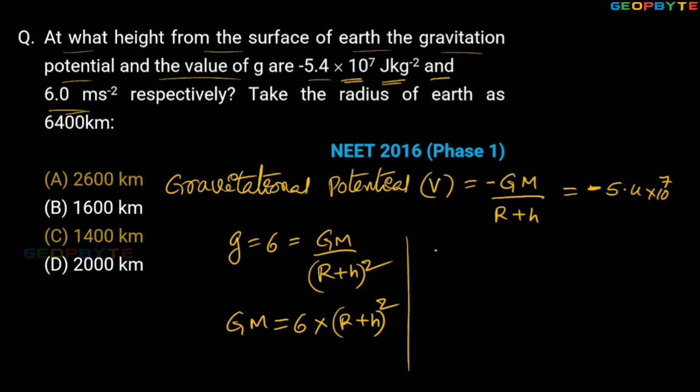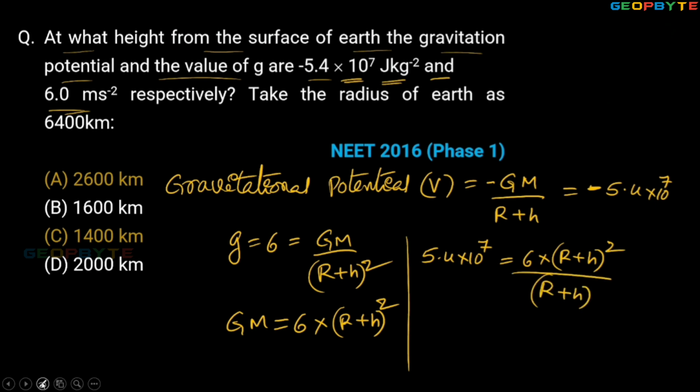Therefore, the 5.4 into 10 power 7, that is the V value, gravitational potential, equal to GM. GM equal to what? 6 into R plus H whole square by R plus H. Here R plus H is cancelling.